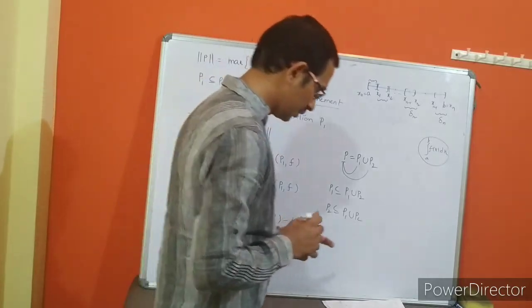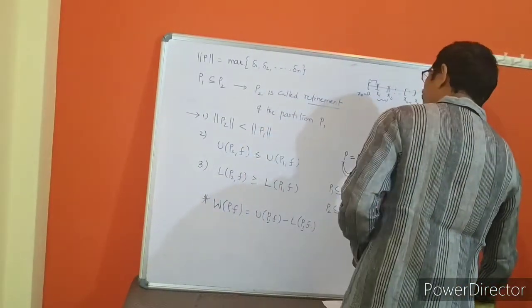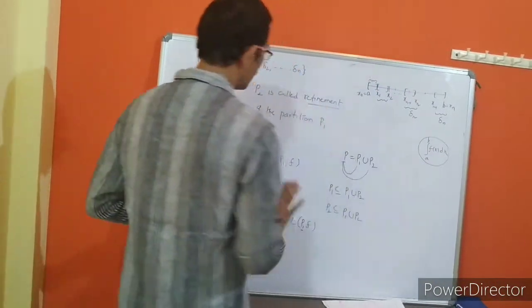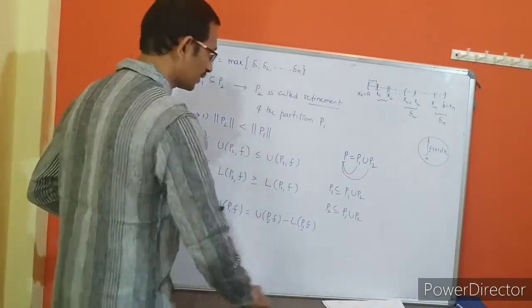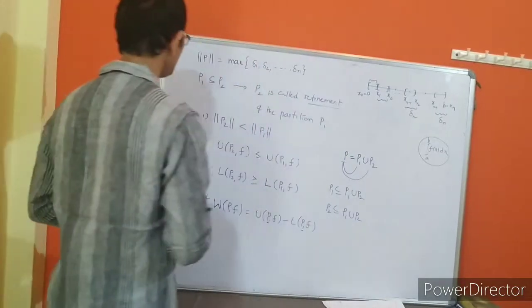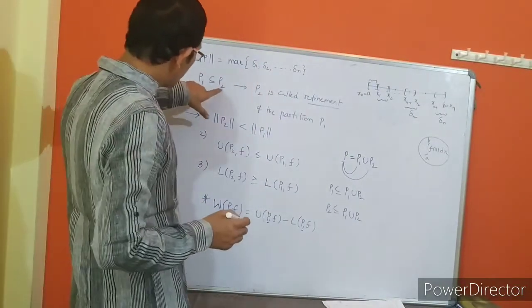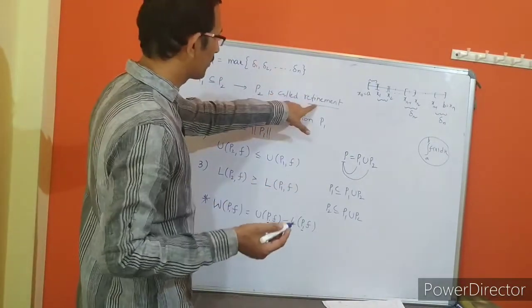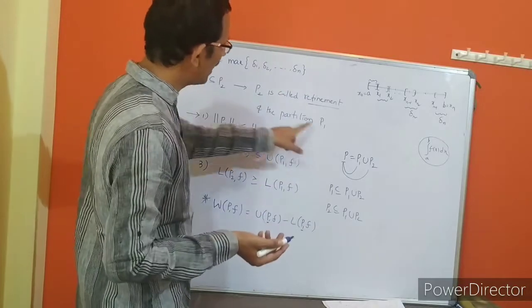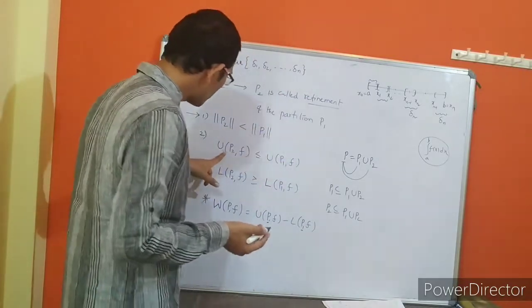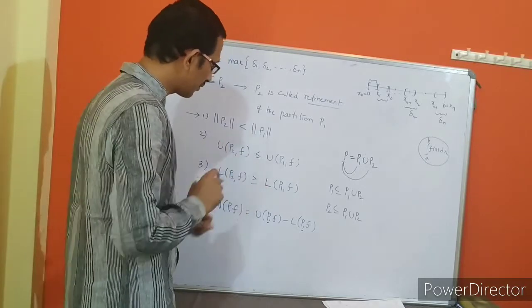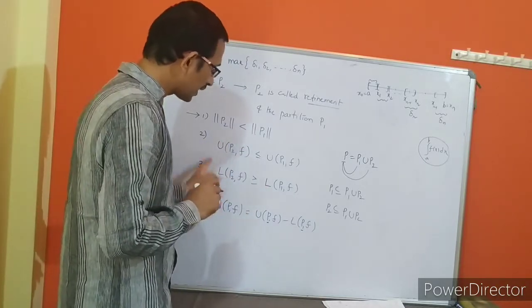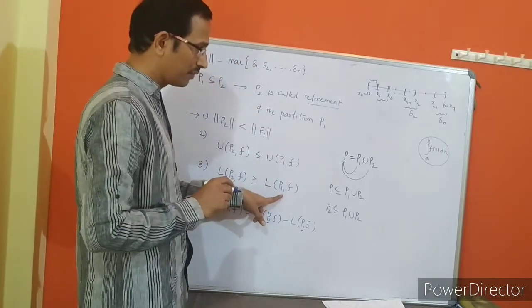Okay, right. Now we have a small result, but we are not going to prove that result. But this is helpful. So what I said here is, if P2 has more points, refinement means P2 has more points than P1, then UP2F is smaller than UP1F, and LP2F is bigger than LP1F.